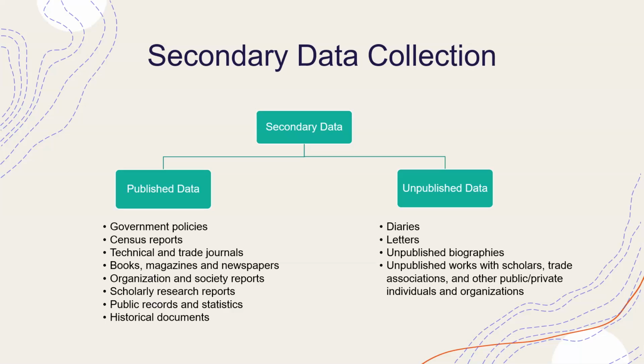The sources of unpublished data are many. They may be found in diaries, letters, unpublished biographies, and autobiographies, and also may be available with scholars and research workers, trade associations, and other public or private individuals and organizations. With the advent of electronic media and the internet, secondary data sources have become more easily accessible nowadays and require very little research or manpower to reuse these resources.